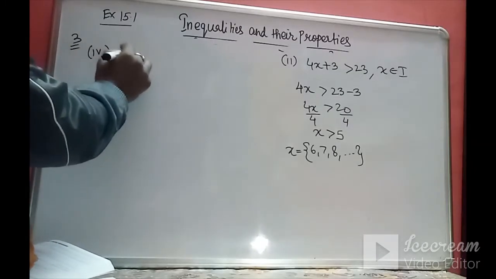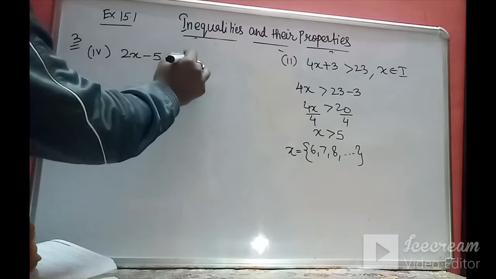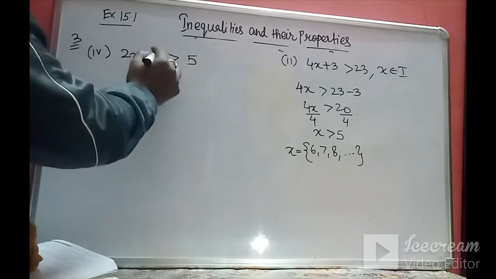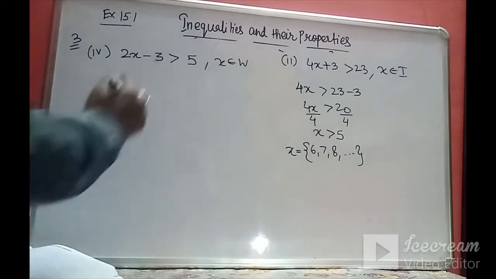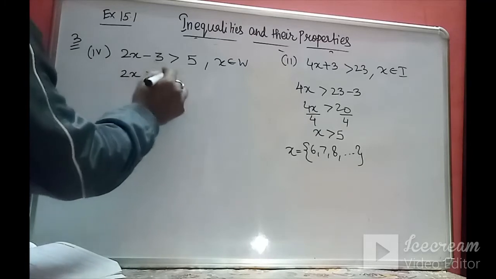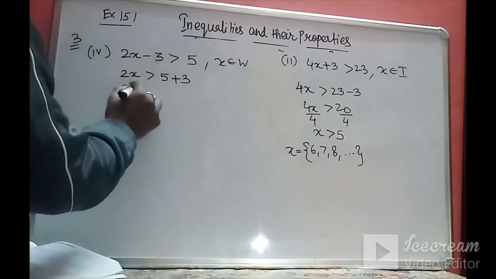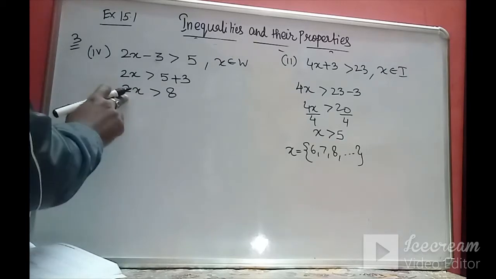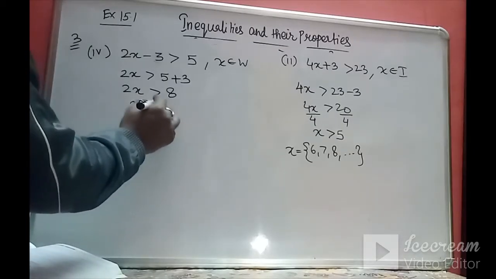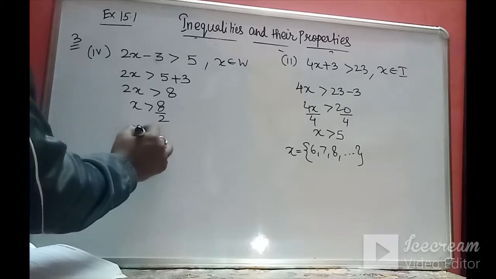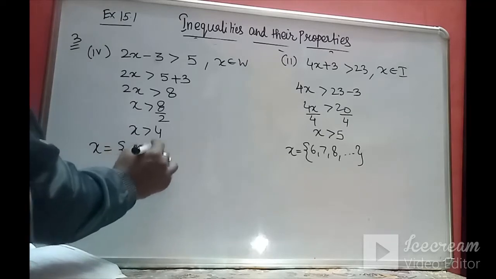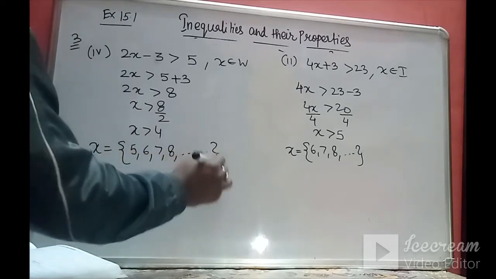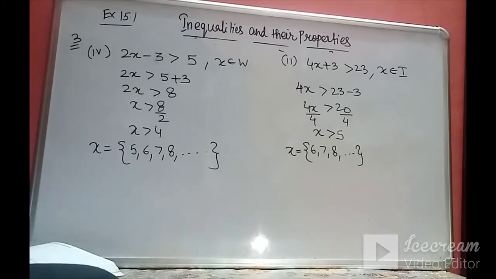Then suppose it is given as 2x minus 3 greater than 5, and x belongs to whole numbers. Again this 3 will go across, so you will get 2x greater than 8. Again 2 is a positive number, so the sign of inequality will not change. We will get x greater than 4. So all the whole numbers greater than 4, meaning 5, 6, 7, 8 and so on. Again we have an infinite number of results in this.